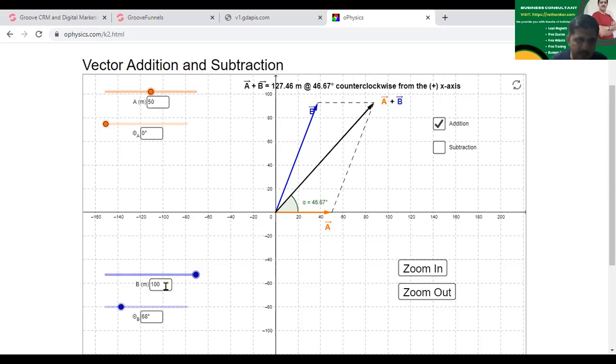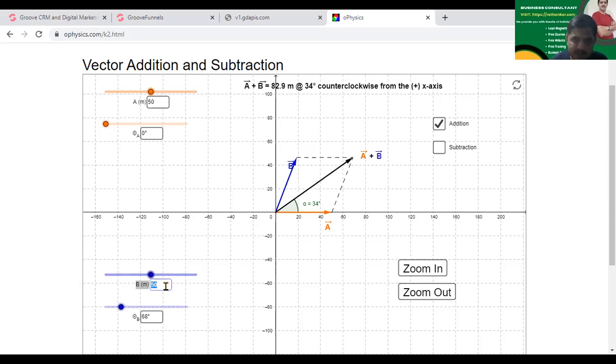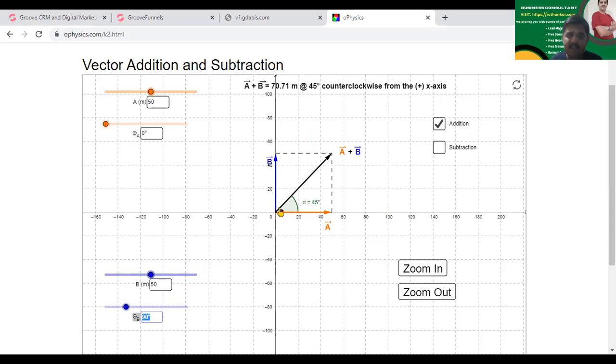And then the value of B, let me keep it also at 50 initially. And then I said that B would be kept at 90 degrees. I'm not going to change this. See, this vector A and vector B, both are seen to be equal. And then the angle made by the resultant is seen to be 45 degrees. Now I need to record these values. Let me share my screen backwards, and then I will write it down here.